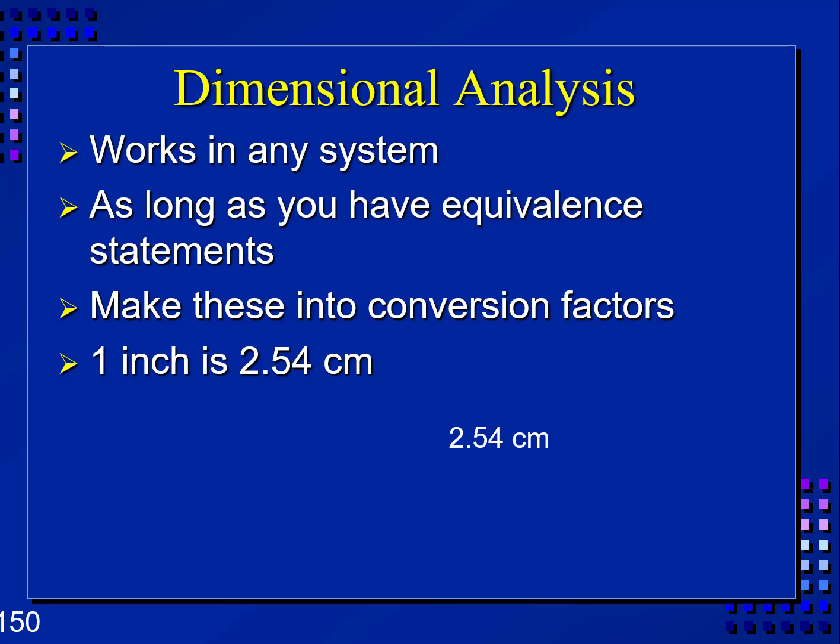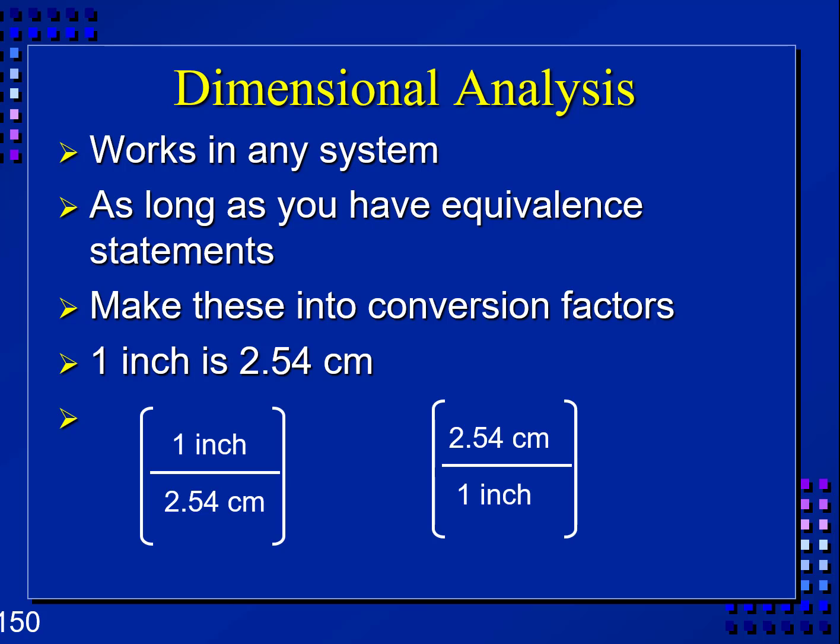Okay. So what are our conversion factors going to look like? Well, a conversion factor has a fraction, something on the top, something on the bottom that have to be the same size. So I could write 1 inch over 2.54 centimeters, or I can write 2.54 centimeters over 1 inch. I can make either one of those as long as I know that these two are equal to each other.